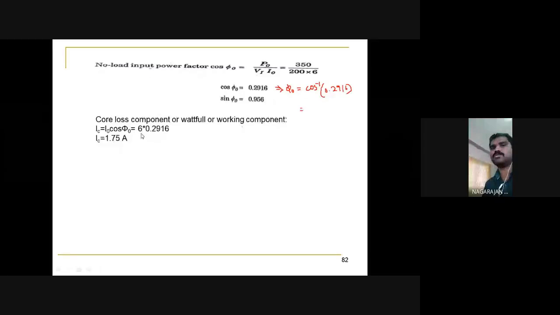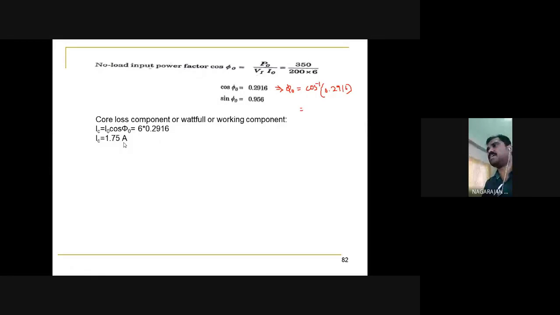So IC is equal to I naught cos phi naught. We know that the equation is derived in the previous sections. So I naught value is given as 6 amperes, and cos phi naught value is 0.2916. After multiplying this, I'll get IC. IC is 1.75 amperes. So the core loss component magnitude is 1.75 amperes.